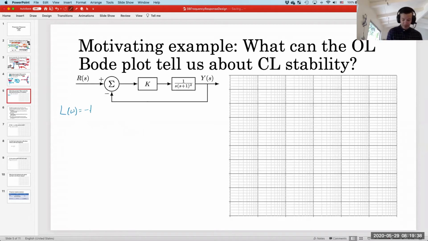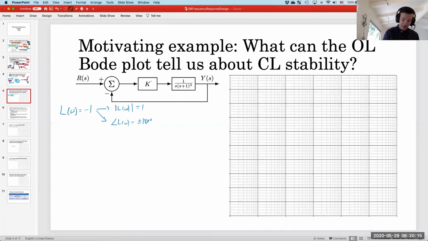This is not always going to be true. There's not always going to be an omega that does this, and not always a k that does this. But what this is saying comes in two parts. It's saying that the magnitude of L has to be 1, and the phase of L has to be plus or minus 180. That's what a complex number equaling -1 means. So let's take a look at the Bode plot for this system.